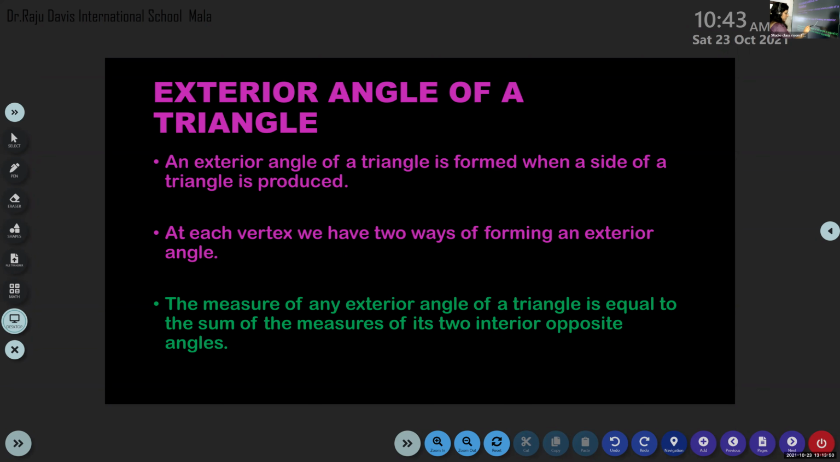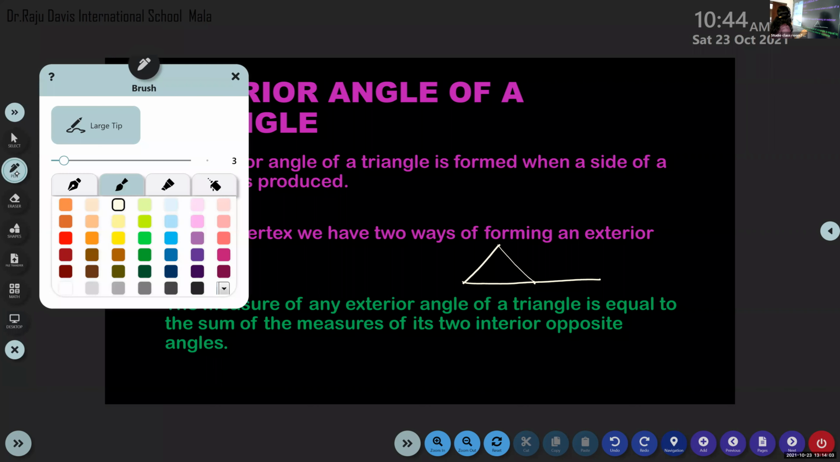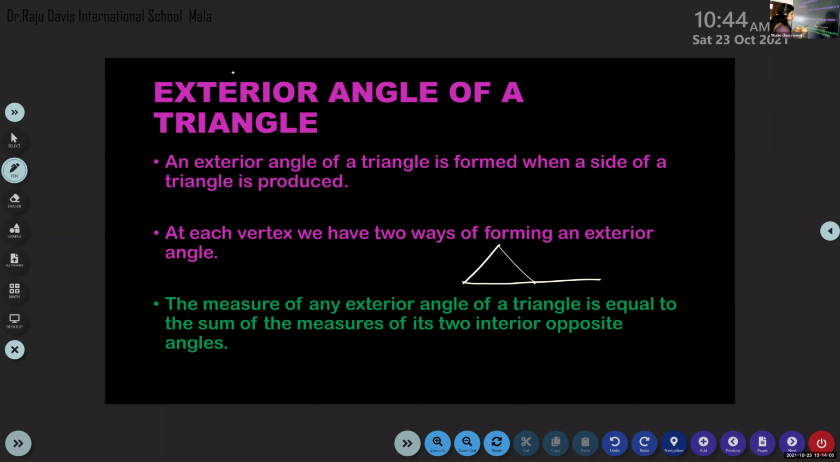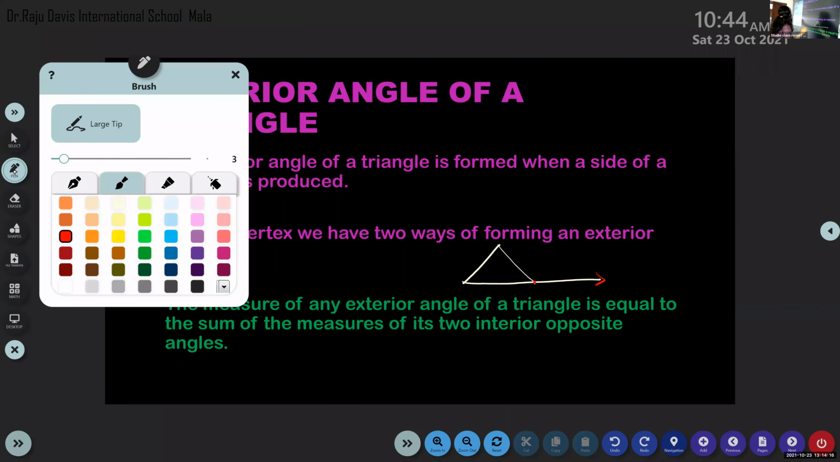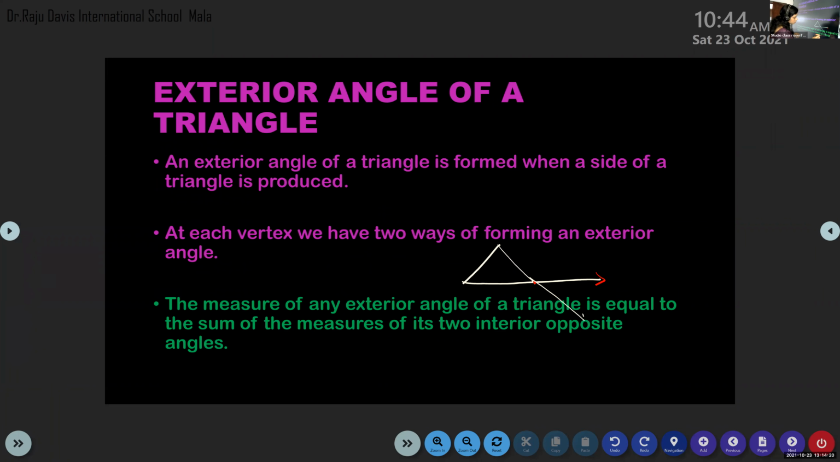Suppose you are drawing a triangle like this, children. This is one way for this vertex. Suppose this is the vertex which we are going to do. You can see this is the vertex. You can draw an exterior angle like this. And you can draw another exterior angle by extending the other side. Isn't it? There are two ways. That's why it is told there are two ways. By extending this also.